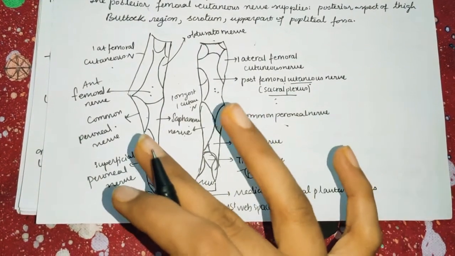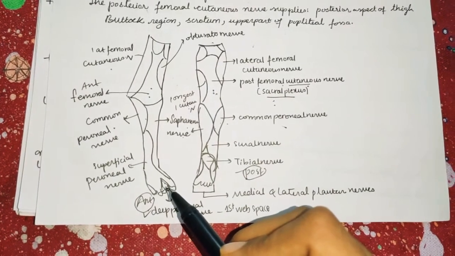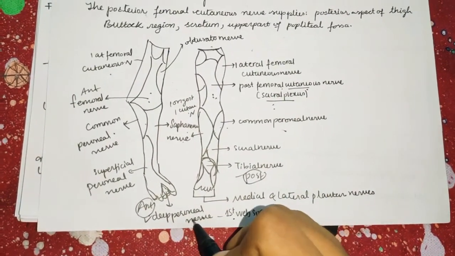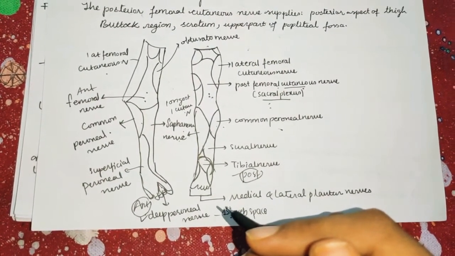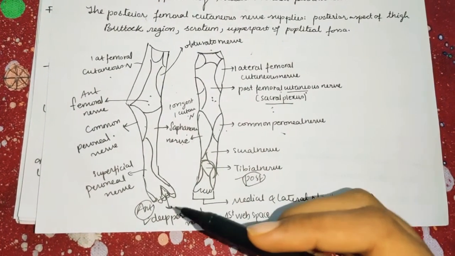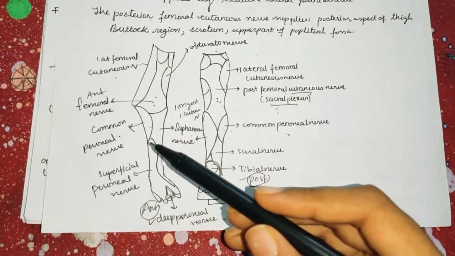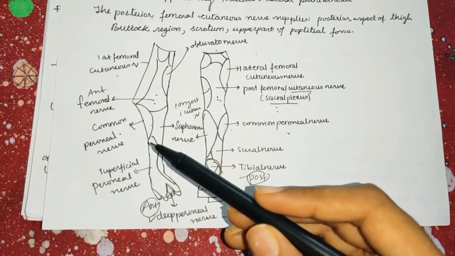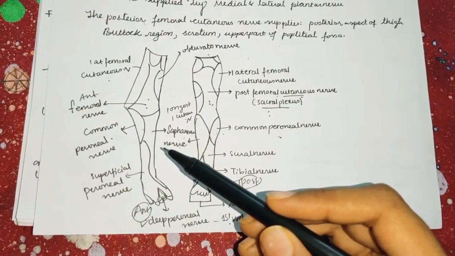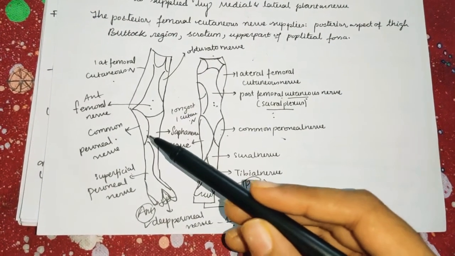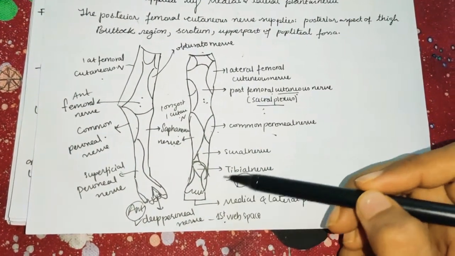So the entire dorsum and also the lateral side lower part are completely supplied by the superficial peroneal nerve except the first web space, which is supplied by the deep peroneal nerve. And remember that the superficial and deep peroneal nerves both come from the common peroneal nerve itself. So they are branches of the common peroneal nerve. The lateral aspect of the upper part of the leg is supplied by the common peroneal nerve, as I just said, and the lower part is supplied by the superficial peroneal nerve. Now let us discuss the posterior side.